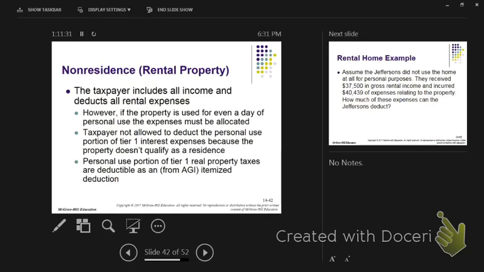Taxpayers are not allowed to deduct the personal use portion of Tier 1 because property doesn't qualify as a residence, obviously. And personal use portion of Year 1 property taxes are deductible from AGI under itemized deductions, which is what we just went through.